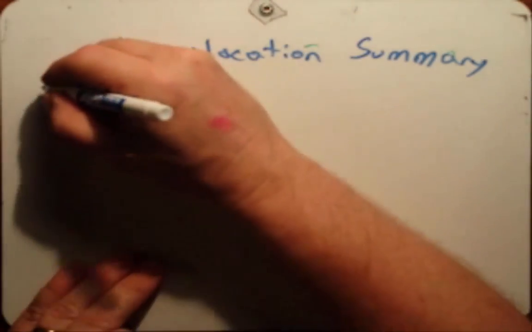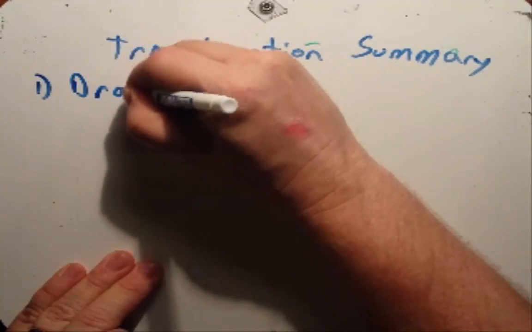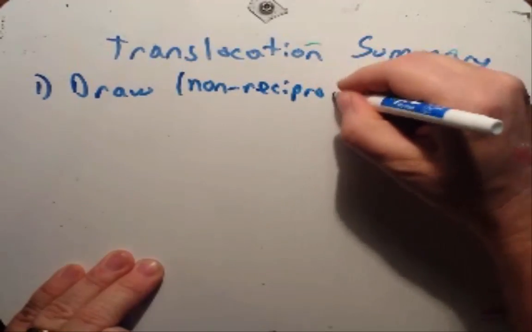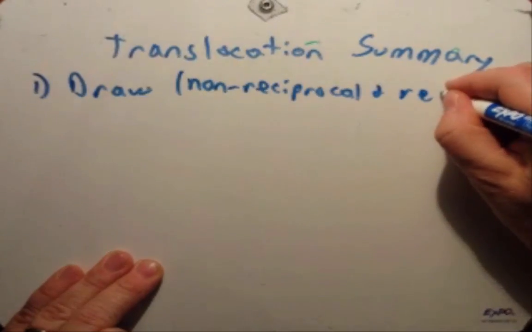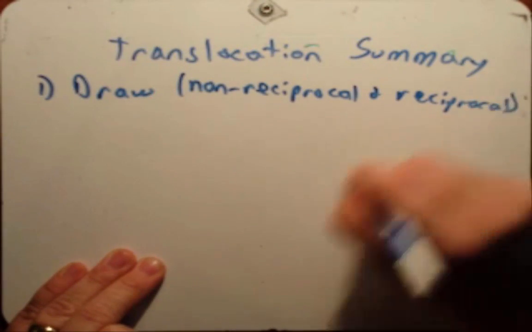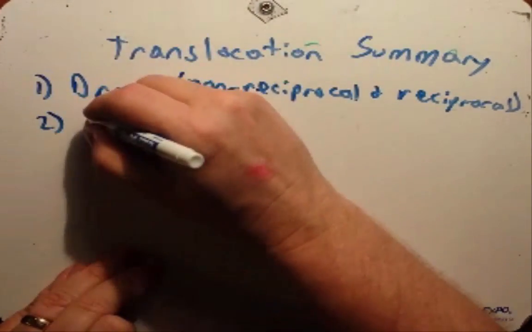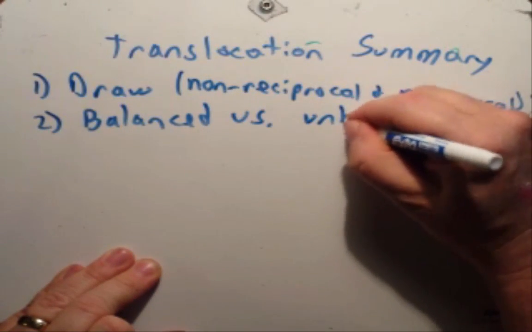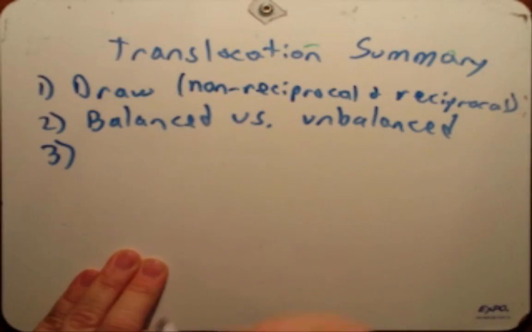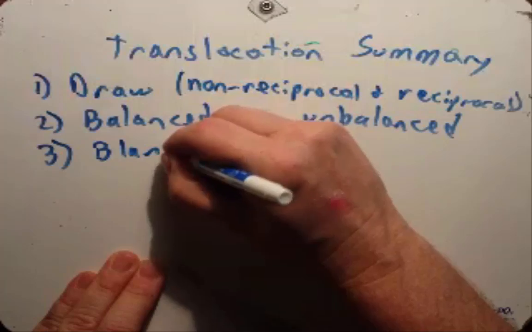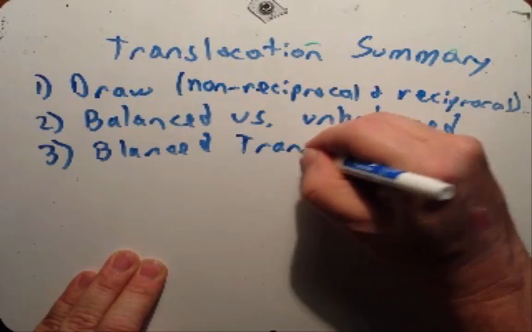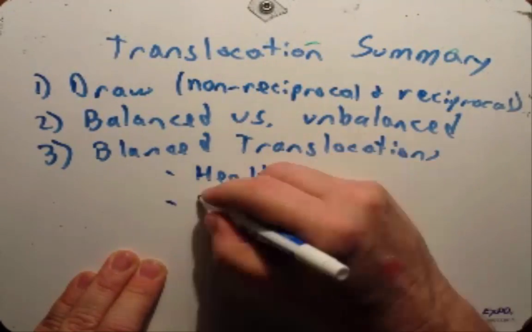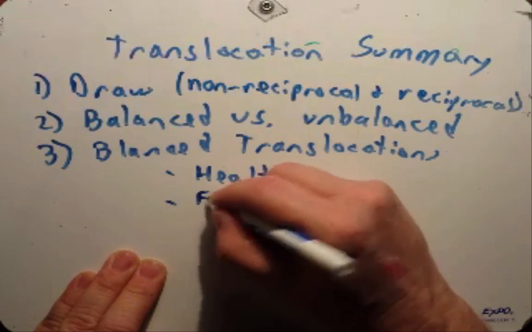What you should know about translocations, or should have got from this podcast, is you should know how to draw one and be able to distinguish between a non-reciprocal and a reciprocal. You should know the difference between a balanced and an unbalanced as well. You should know why people with balanced translocations are healthy, but also often have fertility problems.